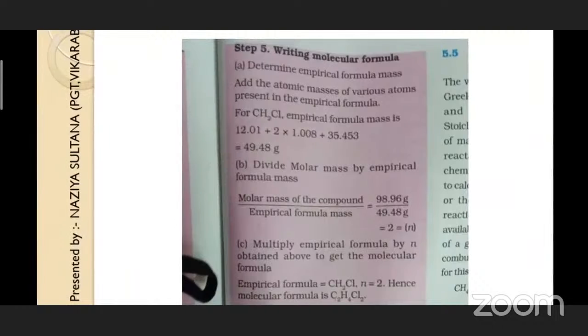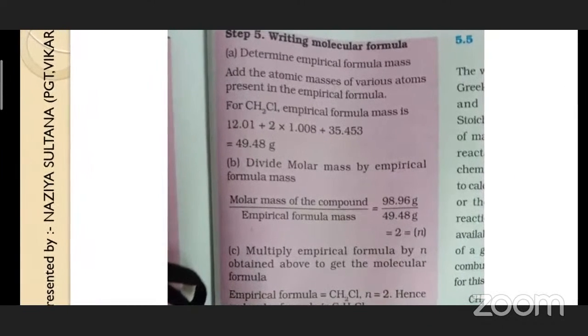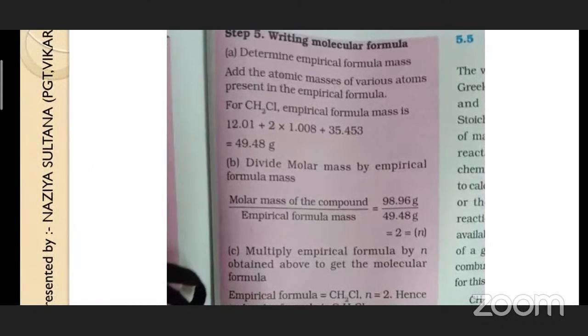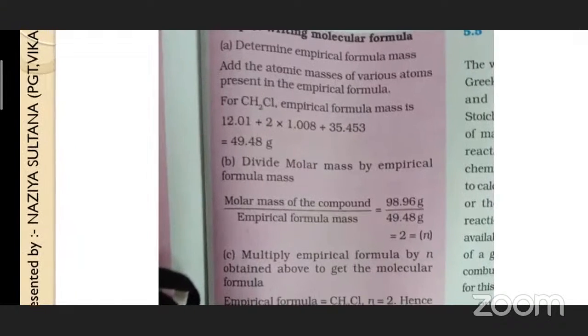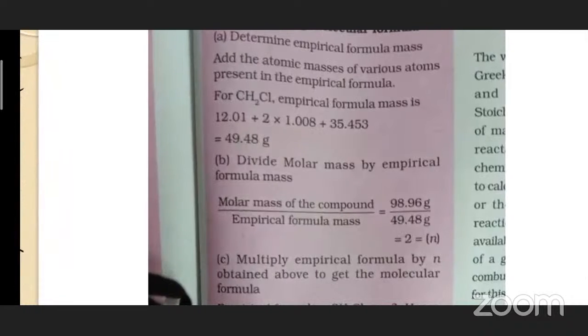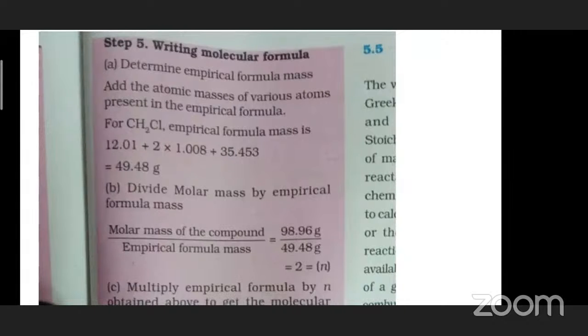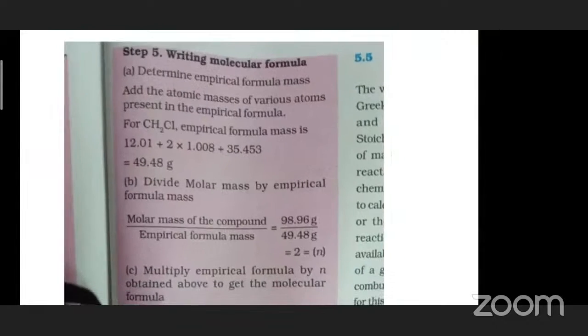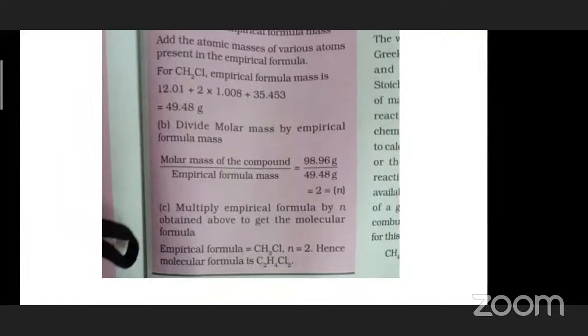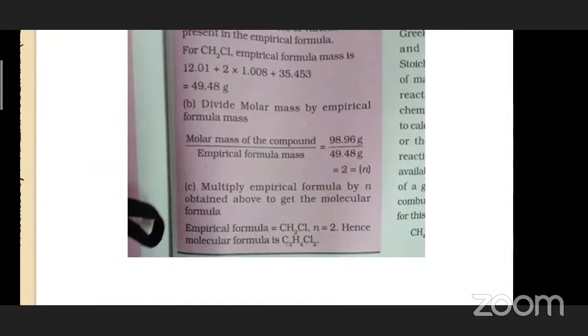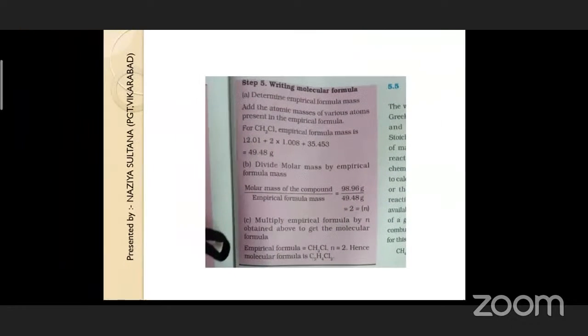So, writing the molecular formula. What is the relation between empirical formula and molecular formula? The empirical formula taken n times is the molecular formula. So for that, first we have to calculate the empirical formula weight. Then we will be getting the n value, and multiply the n value with the empirical formula. You will get the molecular formula. So this is the example given in the textbook. Please go through it.